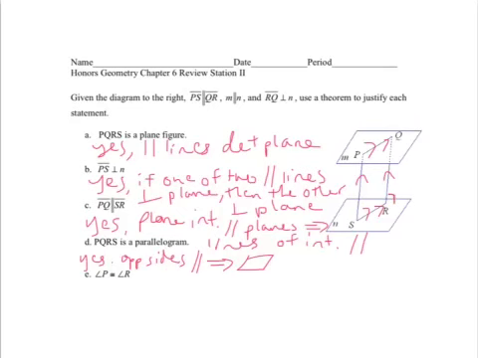And lastly, are angles P and R congruent? Well, these are opposite angles, right? This one here and this one here. These are both opposite angles. So we have our congruent angles. So yes, if you have a parallelogram, opposite angles are congruent.